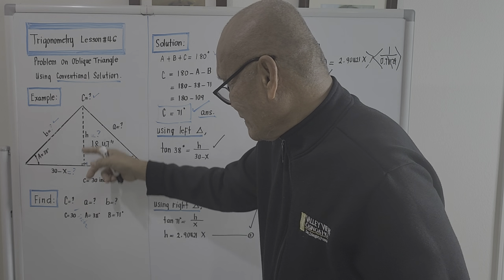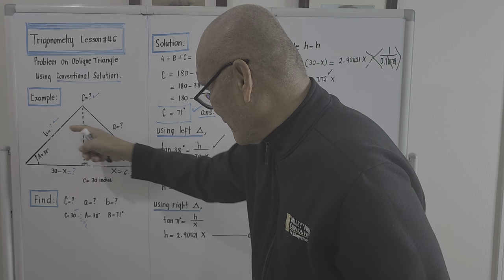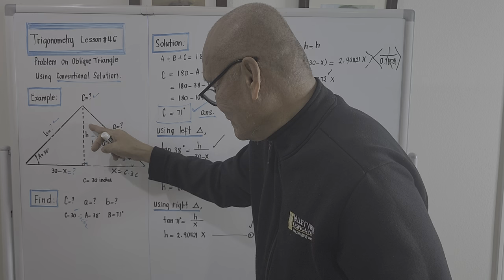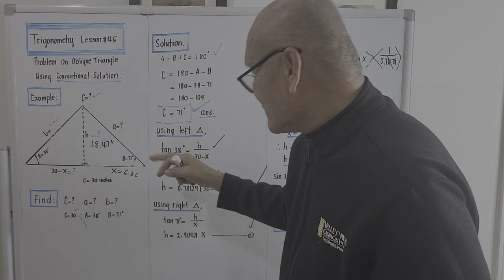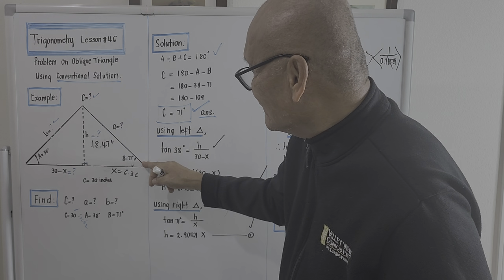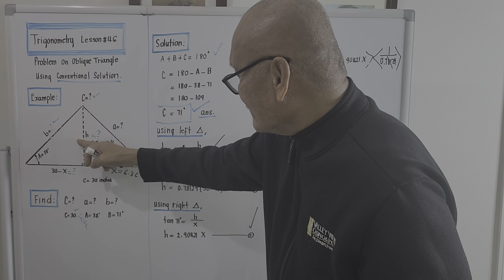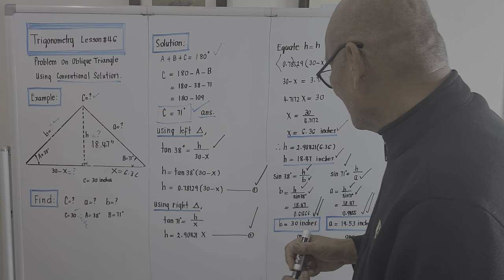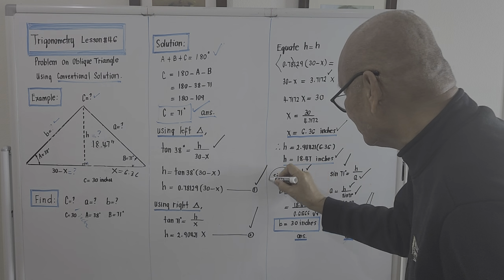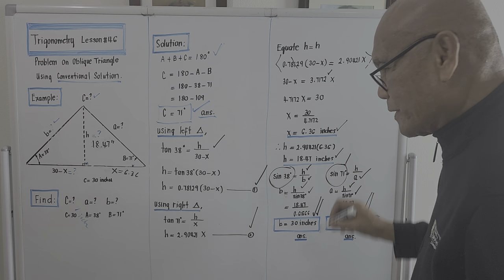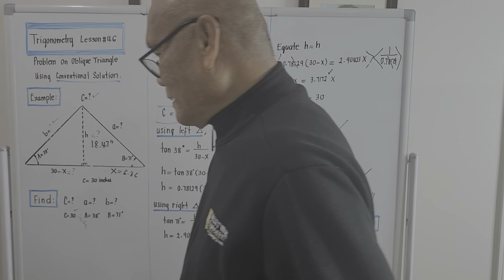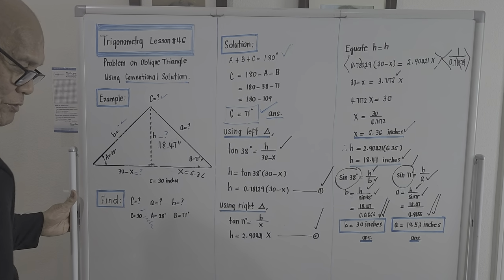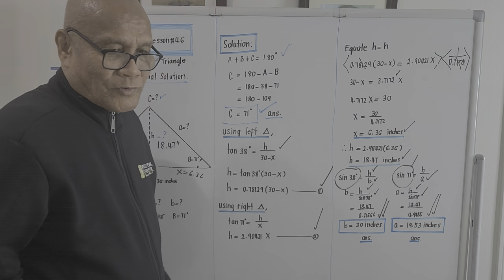For the first one, the relationship of b and h is actually sine, because considering 38 degrees, this is opposite, this is hypotenuse. Considering the 71 degrees, this is still the opposite side, and this is the hypotenuse, considering the right side right triangle. So we actually use the sine function.